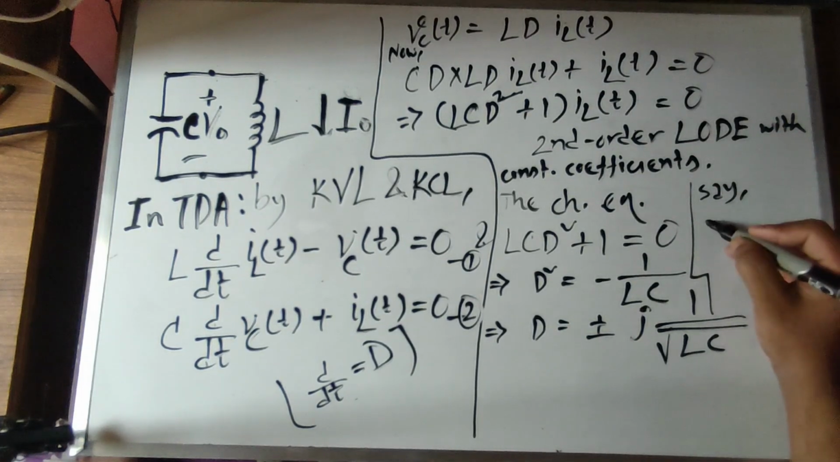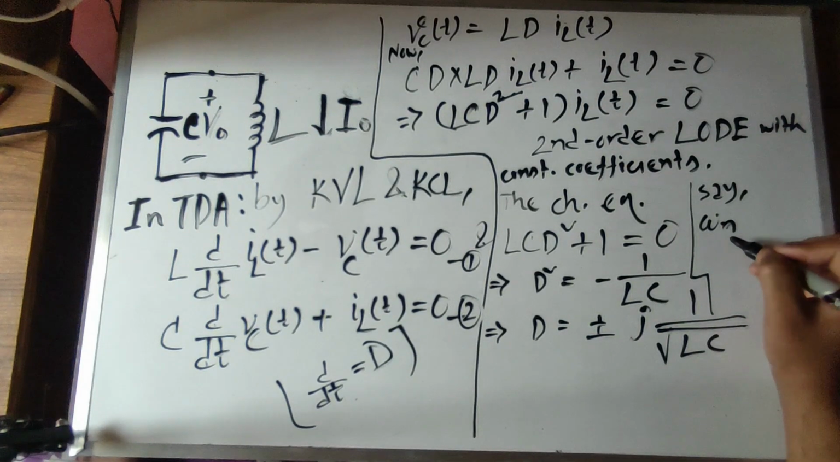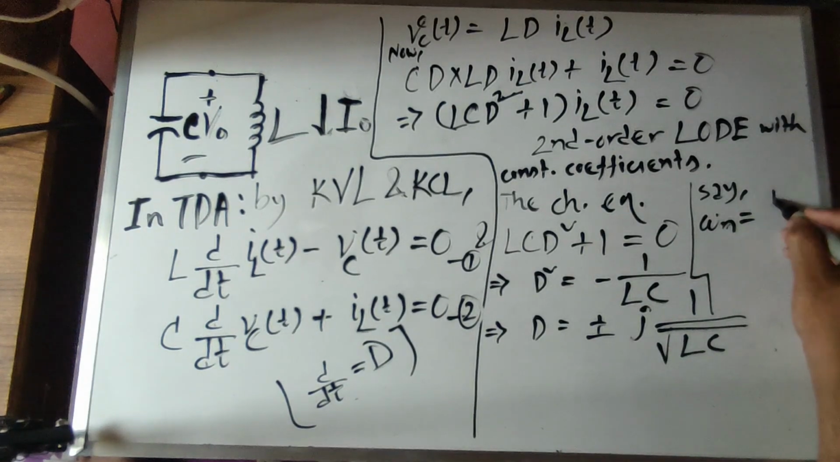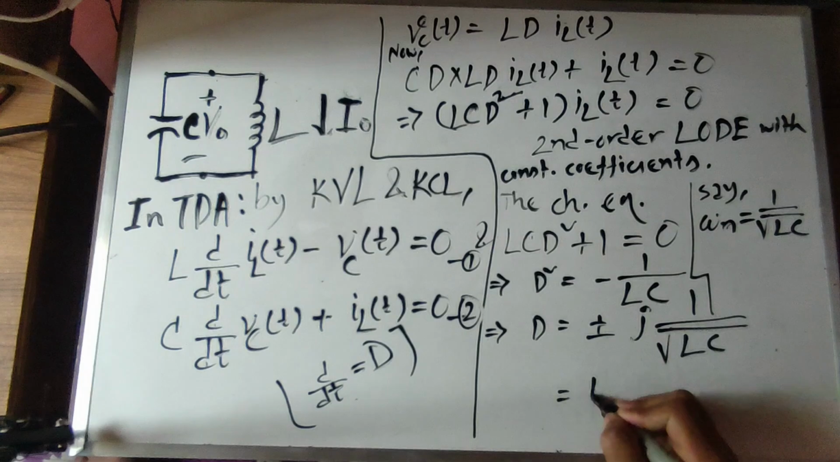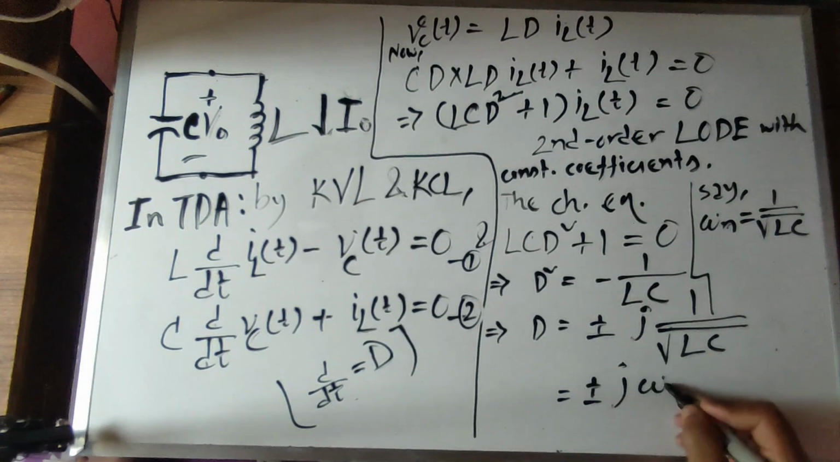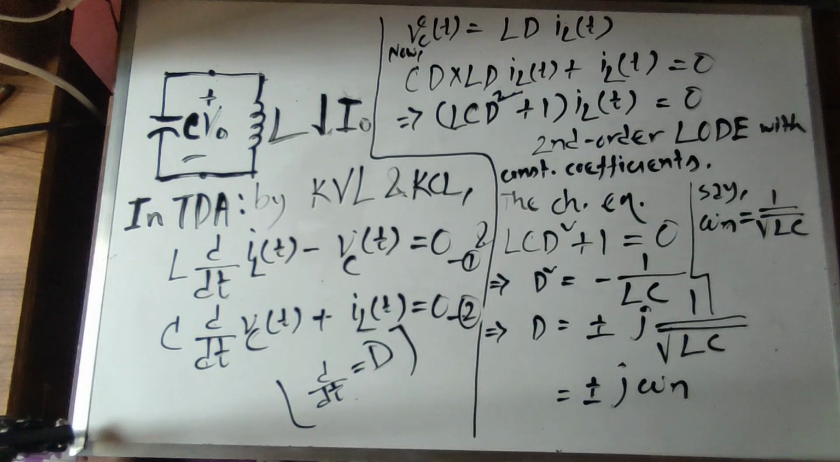Say omega n, which is the natural undamped frequency, is 1 by root over LC. So this will become plus minus j omega n. So we have assumed some things, and we have found this eigenvalue, or this root of the characteristic equation. Now let us find the final response of the LC circuit.